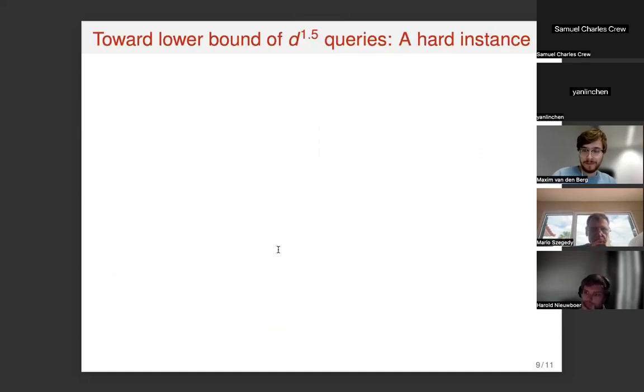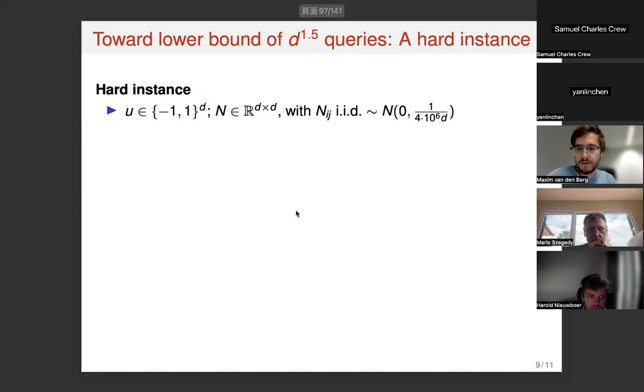Now, let's go to the lower bound part. So right now, we have a D to the 1.5 upper bound. So we would like to show a roughly D to the 1.5 query lower bound. So at the very beginning, a natural way is to try to find a hard instance. So what kind of hard instance is reasonably hard for quantum? Here, the hard instance we define in the following way.